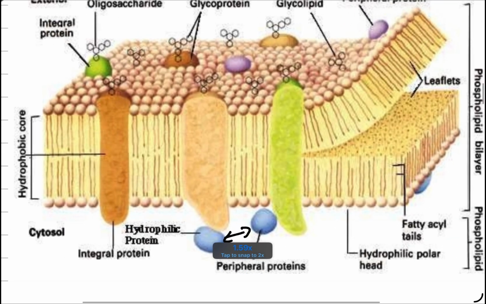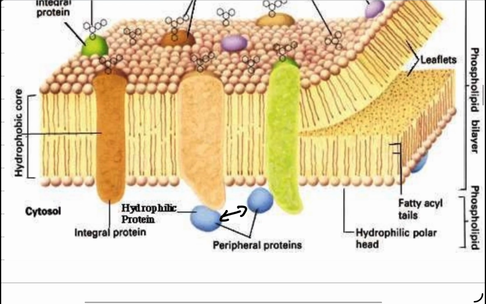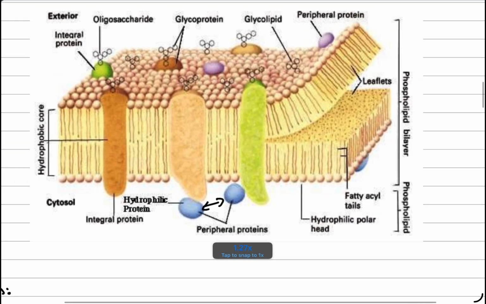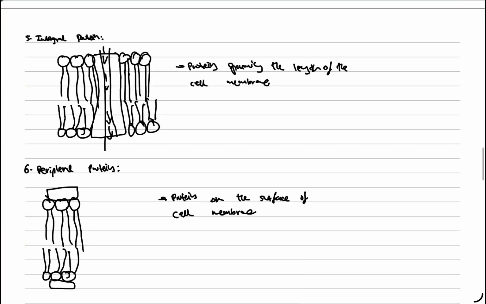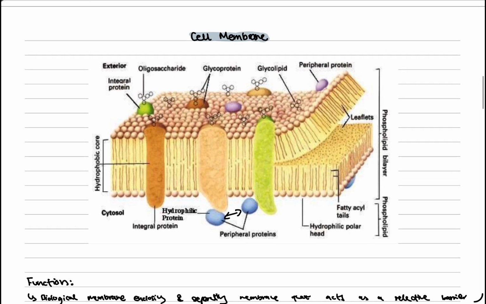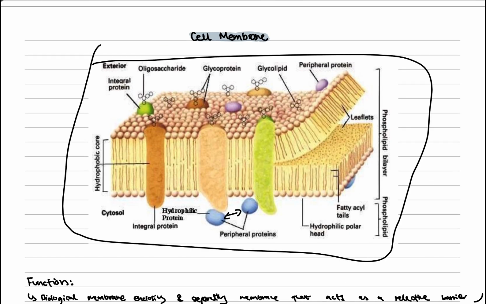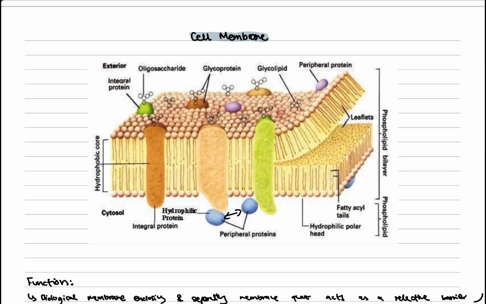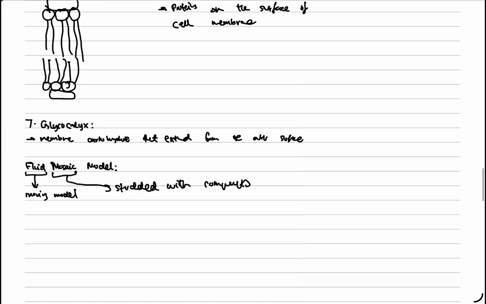A bunch of different things: your glycoproteins, your cholesterol, your integral proteins, your glycolipids, everything is studded all across the cell membrane. So it kind of looks like a mosaic, which is why we call it the fluid mosaic model. And this image is what we refer to when we say it's a fluid mosaic model, because it's a mosaic, and although the image is not moving, we know it's still fluid.